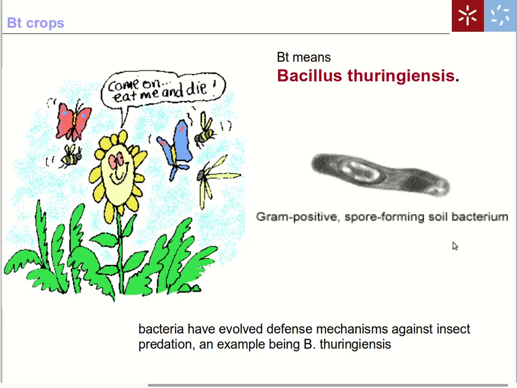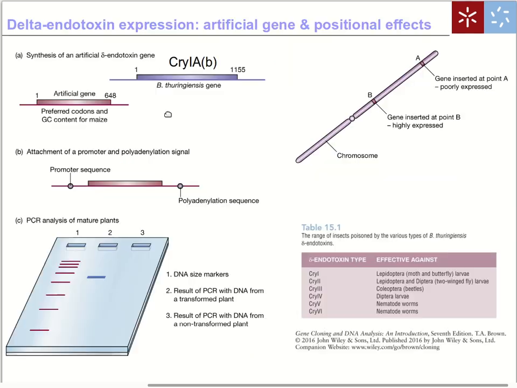Certain soil-dwelling bacteria, such as Bacillus thuringiensis, have evolved different kinds of toxins, and these toxins are protein toxins, so they are encoded by a gene. These toxins are very effective against insects. Bt crops are simply crops where you have taken the gene encoding these toxins and inserted it in plants. One class of toxins produced by Bacillus thuringiensis is called delta endotoxin, and this was one of the first toxins that was attempted to be expressed in plants.